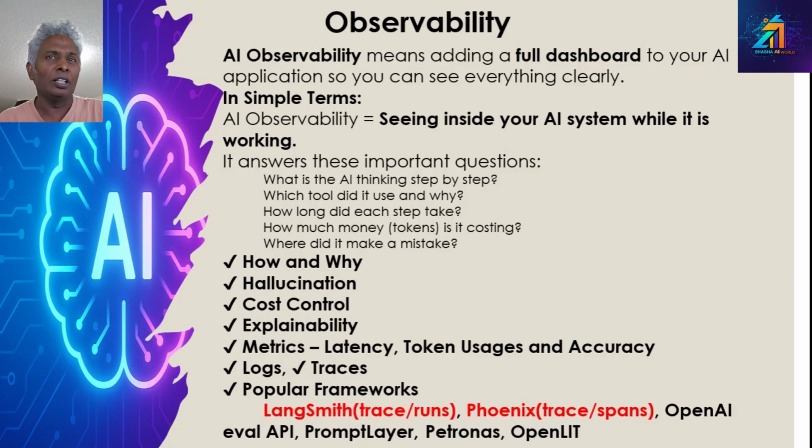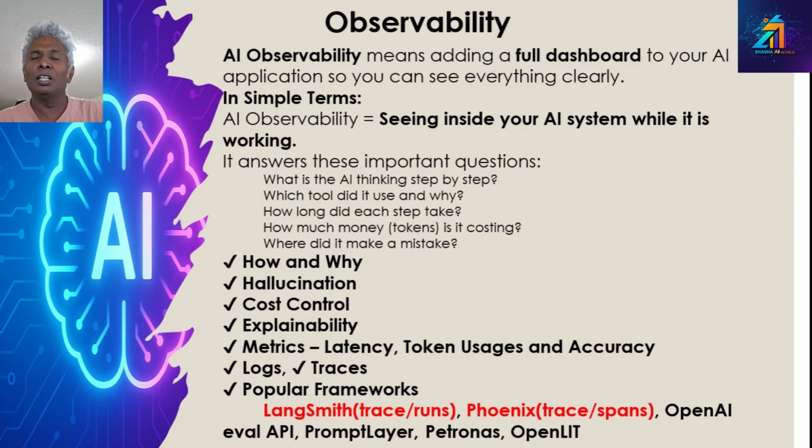In LangSmith we call it a trace and runs. A trace is a root, and we have multiple runs. Each step is called a run, like a trace, then runs as children. In Phoenix, we have a trace, then multiple spans. But overall, observability means the same idea. We capture everything so that we can explain it to the business.